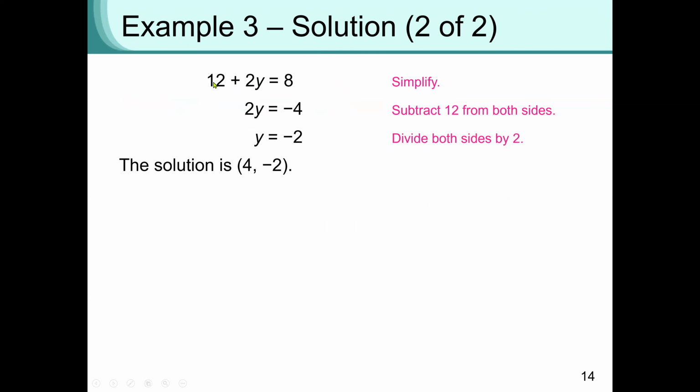And then 12 will cross the equal sign and be minus 12. So minus 12 plus 8 will give me minus 4. Divide both sides by 2, so y will give me minus 2. So our solution will be 4 for x and minus 2 for y.